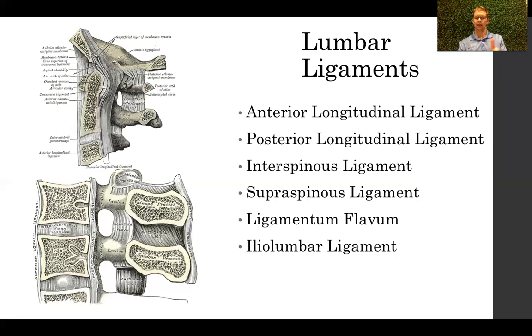Just on the back side of the vertebral body, so we're still in front of the spinal cord, is where the posterior longitudinal ligament is. So you have anterior in front of the vertebral body right here. Just behind that is the posterior longitudinal ligament, and it helps resist lumbar or whole spinal flexion. So hyperflexion is what the posterior longitudinal ligament resists.